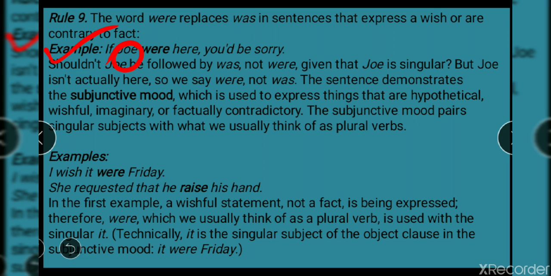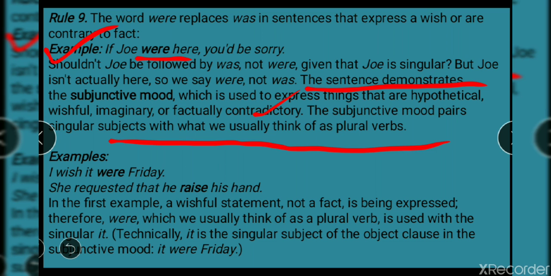But instead, we have used were. Now, what is the reason? The sentence demonstrates the subjunctive mood. As I already told, subjunctive mood is used to express things that are hypothetical, wishful, imaginary, or factually contradictory. The subjunctive mood pairs a singular subject with what we actually think of as plural verbs.